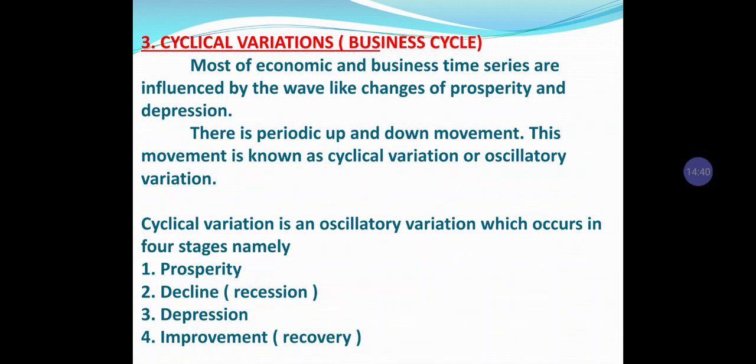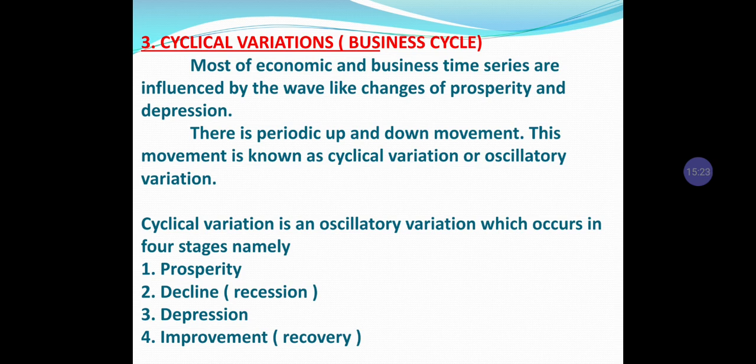Next, cyclic variation. This is the fourth one, cyclic variation. Most economic and business time series are influenced by wave-like changes of prosperities and depressions. This periodically upward and downward movement is known as cyclic variation or oscillatory variation, where you will have both upside and downside.